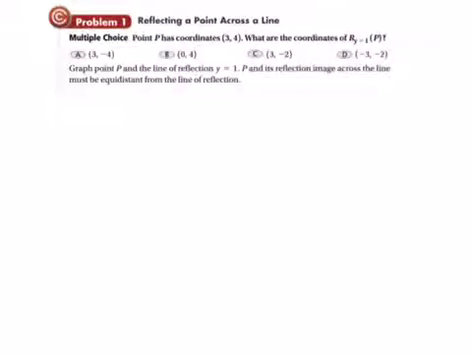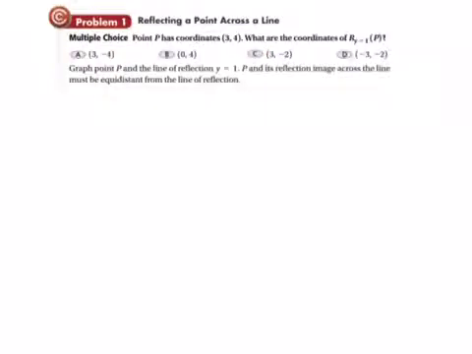Alright, so let's look at an example where we're reflecting a point across a line. We're just going to do one point. Point P has the coordinates 3, 4, and we're going to reflect it across the line y is equal to 1. We're going to be given choices in this example: A, B, C, or D.